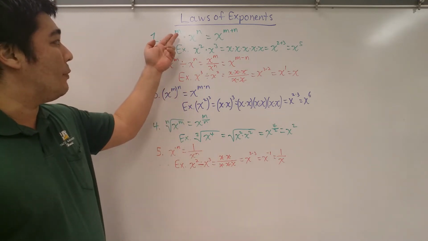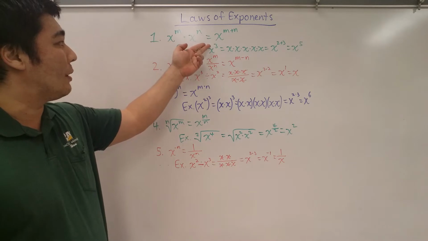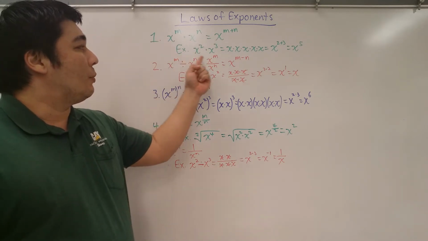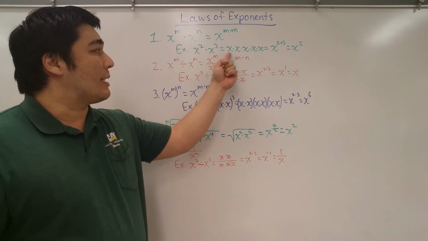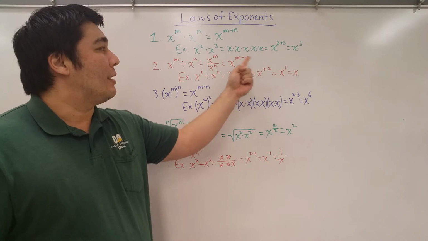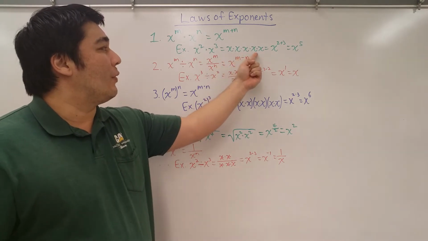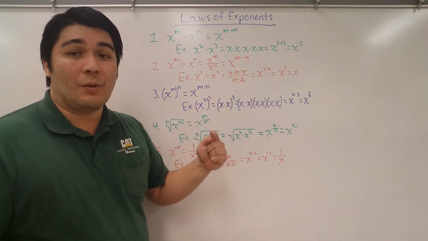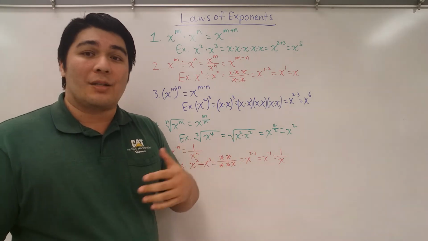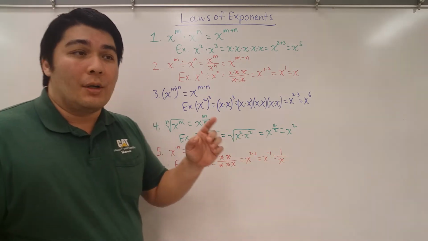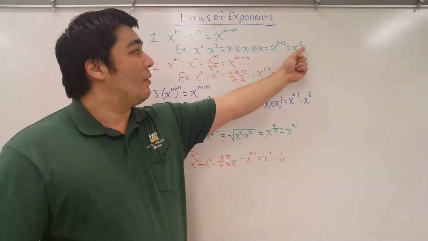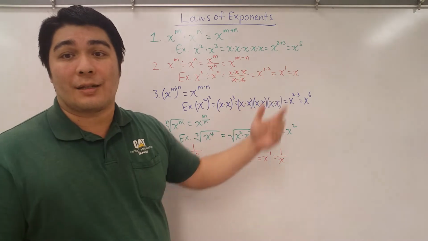We see that in this example. Let's say m was 2 and n was 3. So I've got x squared times x cubed, which I could write out, because x squared is just x times x, and x cubed is x times x times x. So notice that there are 1, 2, 3, 4, 5 x's, and they're all being multiplied together. That would be the same thing as x to the fifth power. Of course, I could also get that by saying 2 plus 3 is 5. So that's how I got that answer.